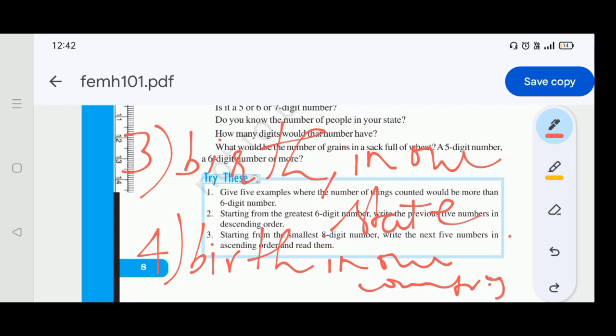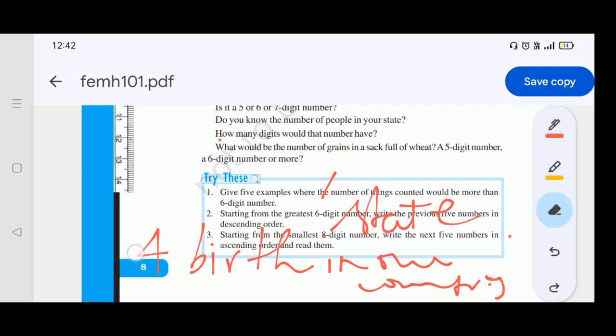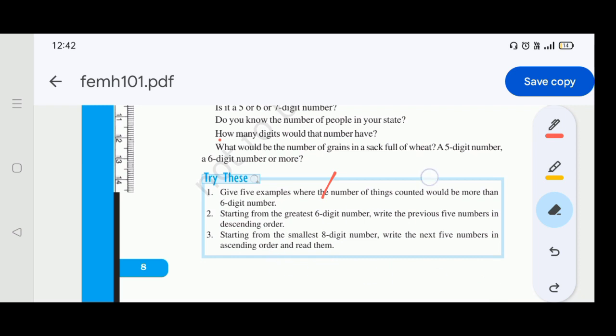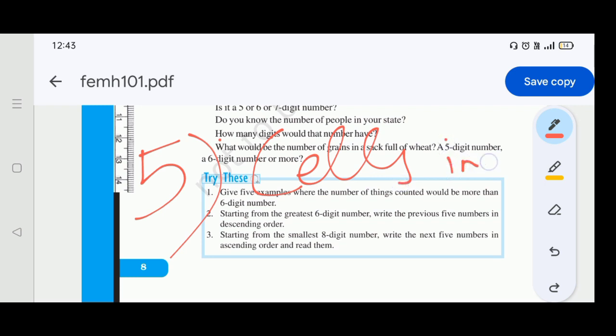Fifth, we can say the number of cells in our body. So hence we have solved the first question.